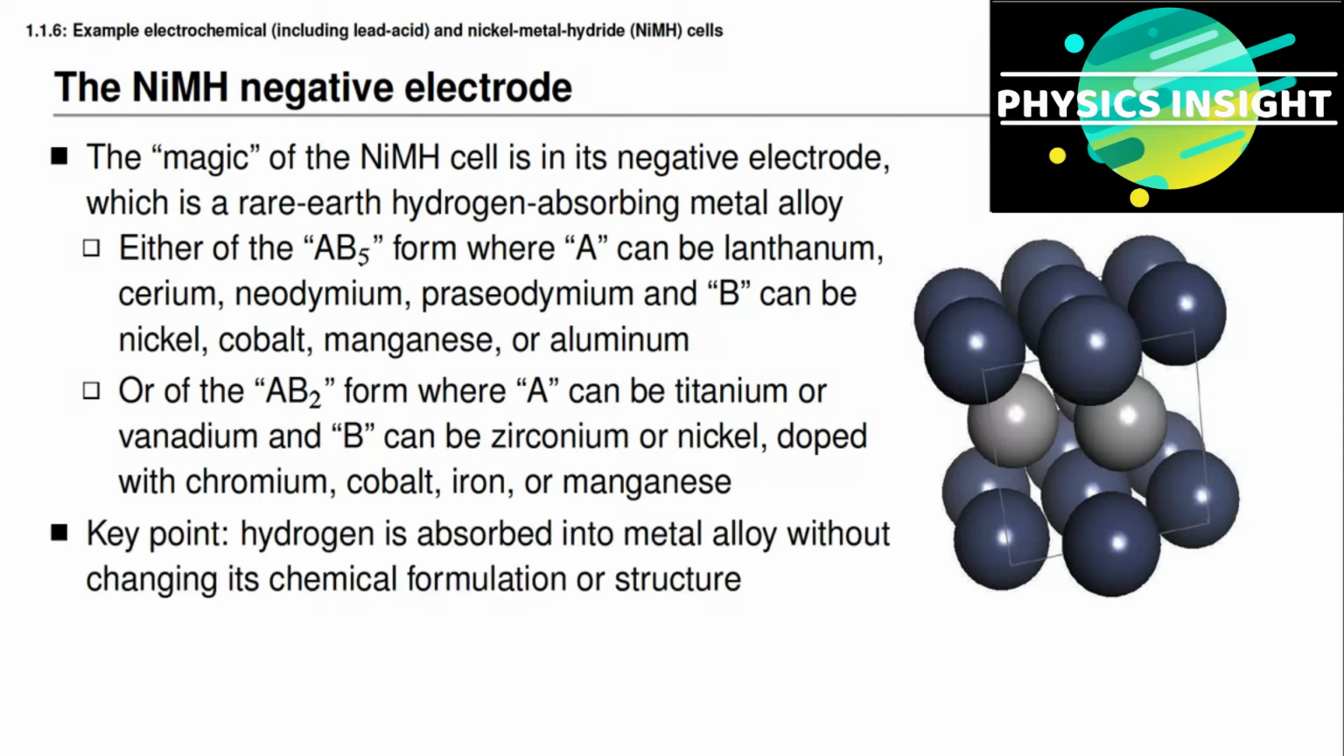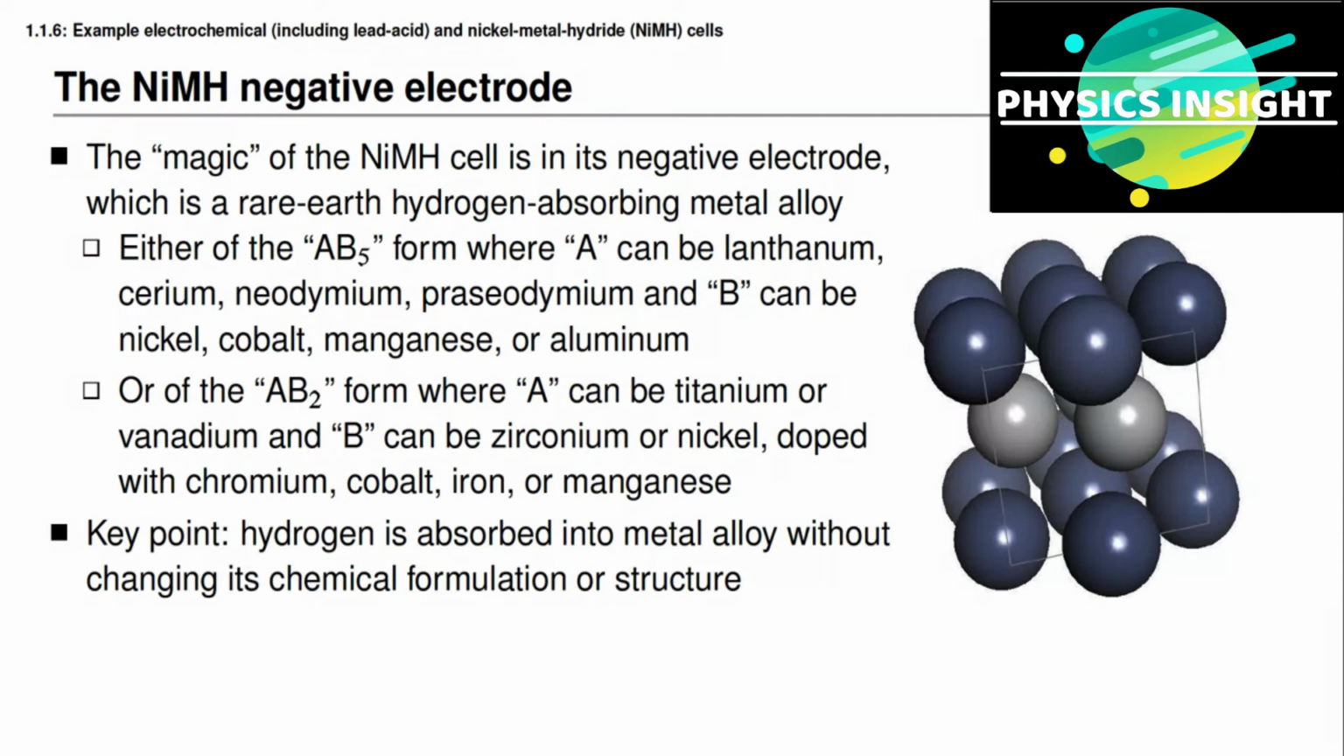These details are not at all the focus of the course, but it's interesting to think about how the electrode structure is built. The key point is that hydrogen is absorbed into this metal alloy without changing its chemical formulation in any way, and more importantly, without changing its physical structure. And the picture on the right shows an example of what I mean.